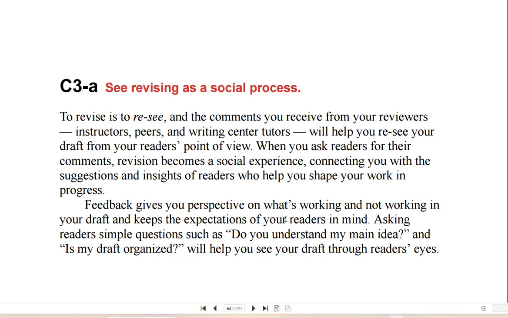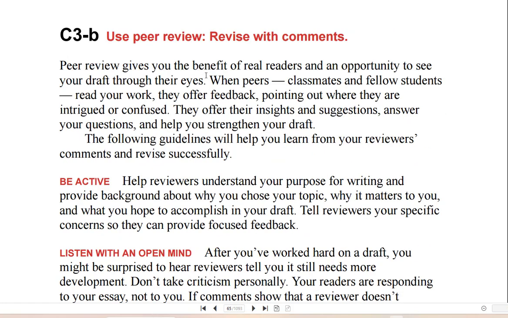Feedback gives you perspective on what's working and not working in your draft and keeps the expectations of your readers in mind. Asking simple questions such as, "Do you understand my main idea? Is my draft organized?" will help you see your draft through readers' eyes. Peer review gives you the benefit of real readers and an opportunity to see your draft through their eyes. When peers, classmates, and fellow students read your work, they offer feedback, pointing out where they are intrigued or confused. They offer their insights and suggestions, answer your questions, and help you strengthen your draft.